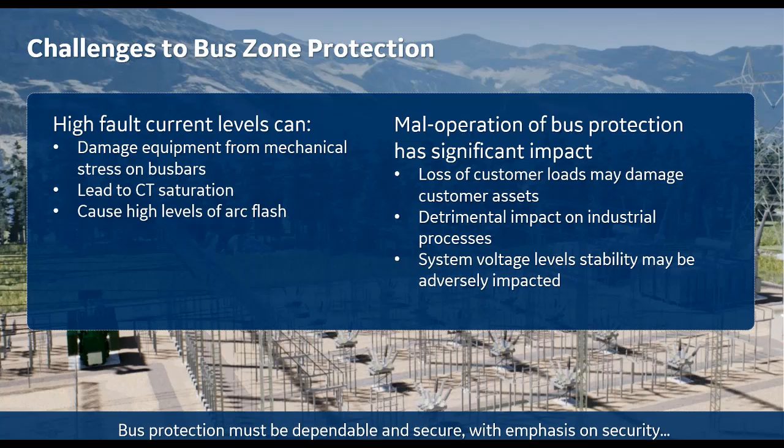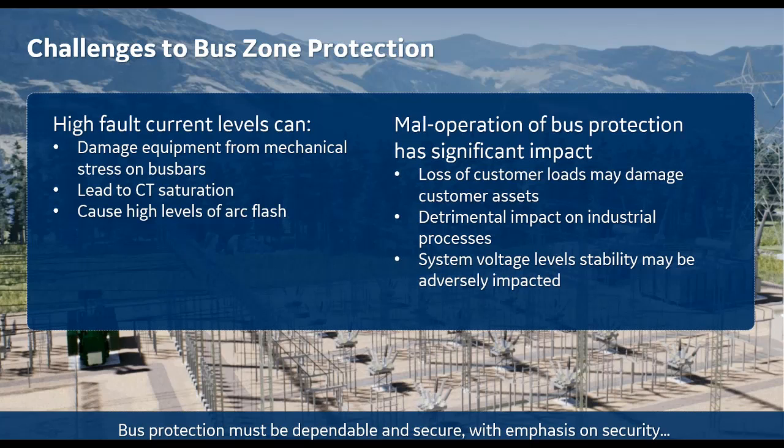This can result in damage to the equipment from mechanical stress on the bus bar, which can lead to CT saturation if your CTs are not sized properly, and even if they're sized properly, due to DC offset issues, you could still saturate your CTs. And it can be a safety hazard to personnel due to the high level of arc flash energy produced. Last week, we went through an arc flash seminar, so we introduced the concept of arc flash and some of the techniques that we use to mitigate arc flash, and bus differential that we're going to talk about specifically today is one of the techniques that we discussed when we talked about arc flash mitigation.